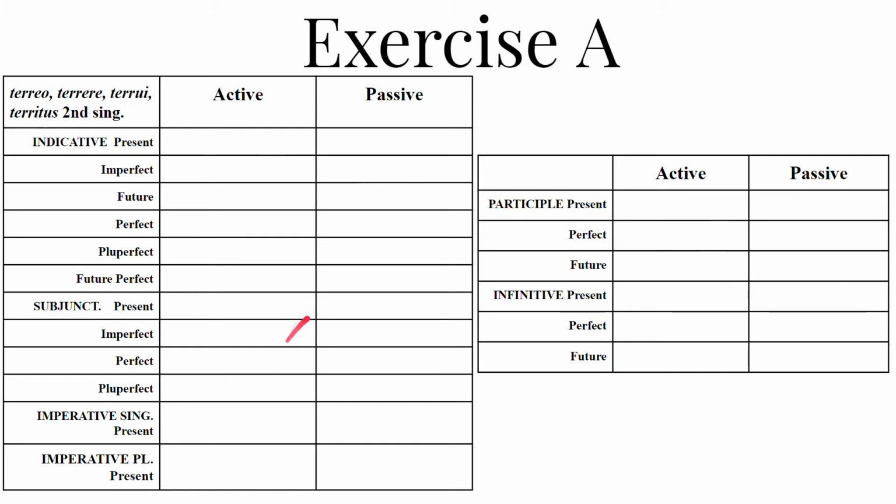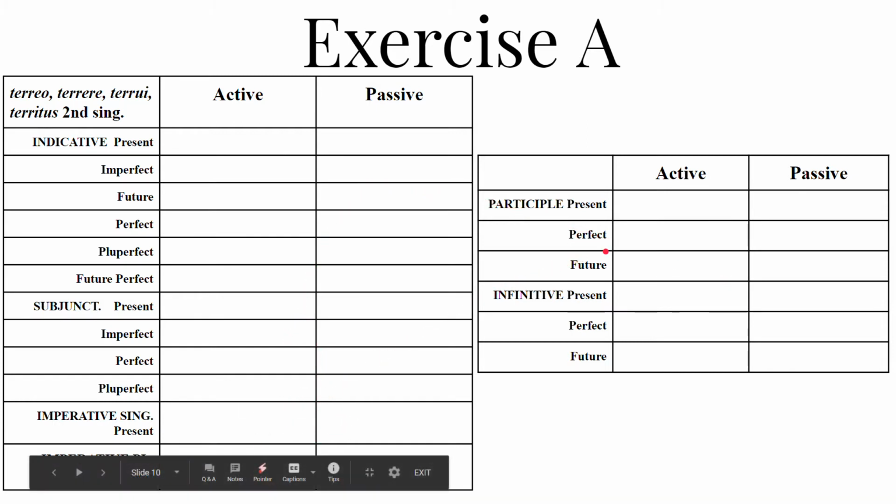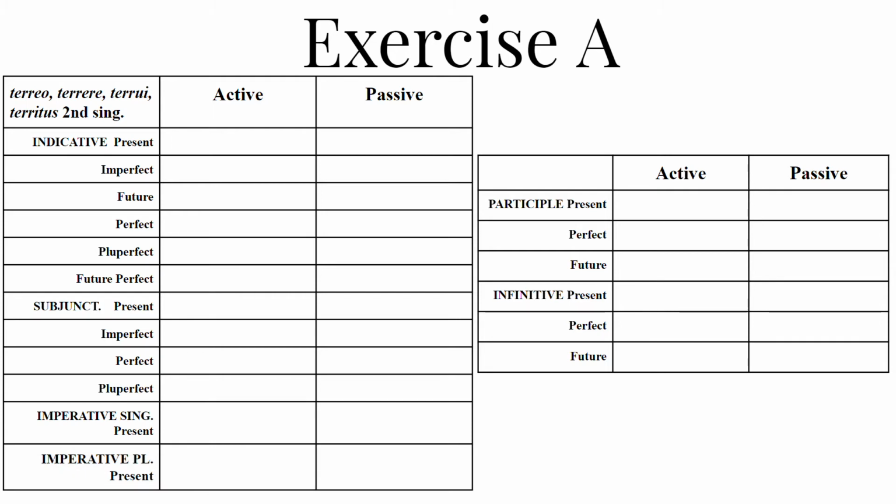Jump down to the bottom here for the imperatives. The imperative singular active is terre. The imperative plural active is terrete. The imperative singular passive is terrere. And the imperative plural passive is terremini.